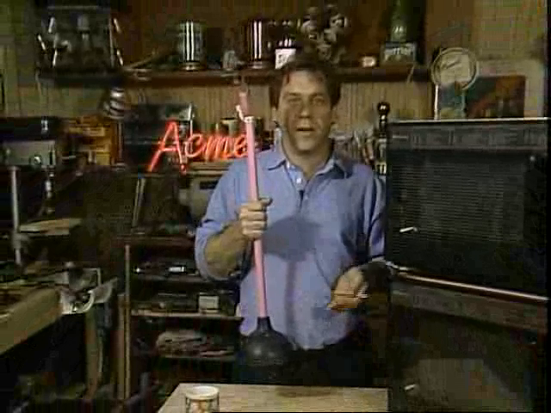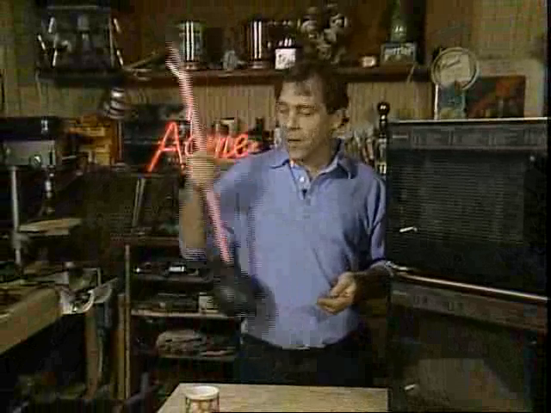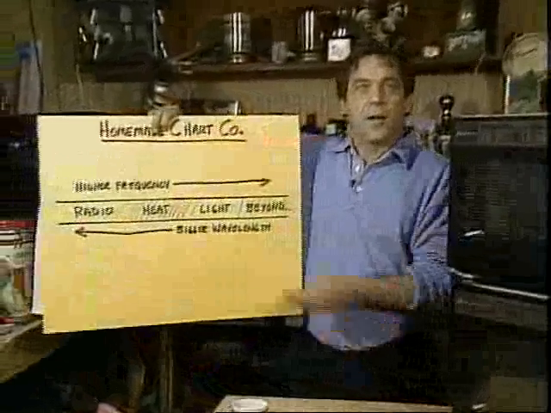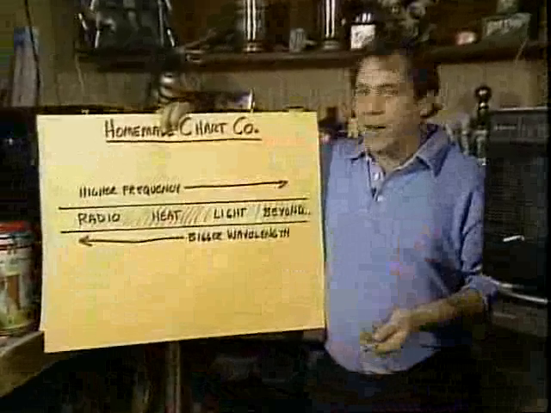Now, the wavelength there is due to the speed of ripples in water. Electromagnetic wavelengths are due to the speed of ripples in space. That's 186,286 miles per second, the speed of light. This is a chart. I made it myself. It shows the range of electromagnetic radiation.